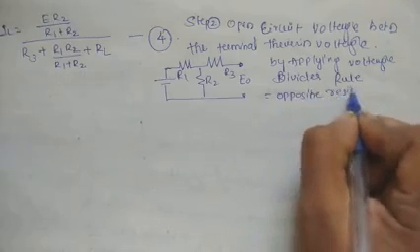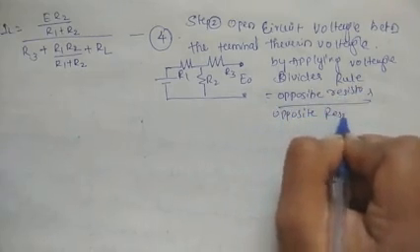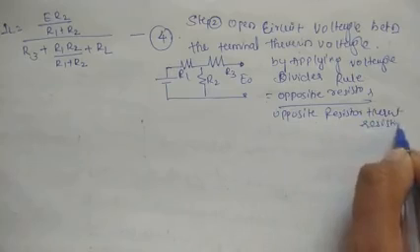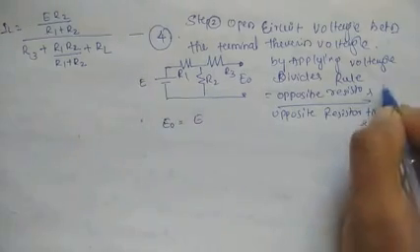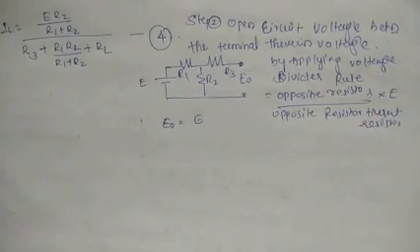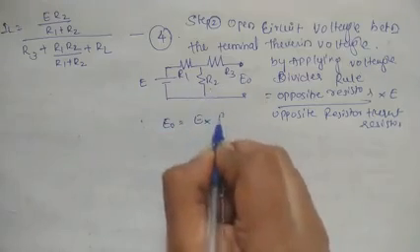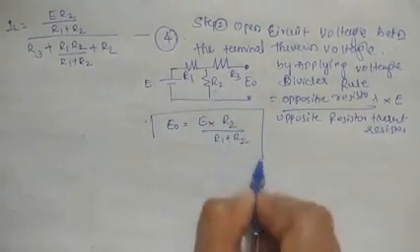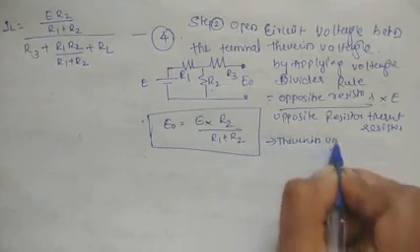Opposite resistor plus current resistor, we apply this formula. E0 equals E into, multiply by voltage, right? E into opposite resistor is R2, current resistor is R1 plus R2. That is your E0. This is called the Thevenin voltage.